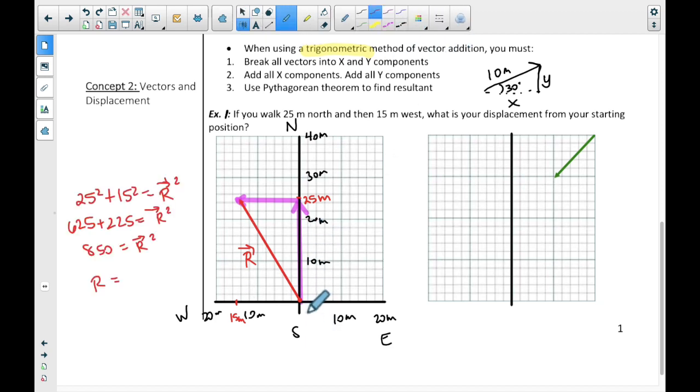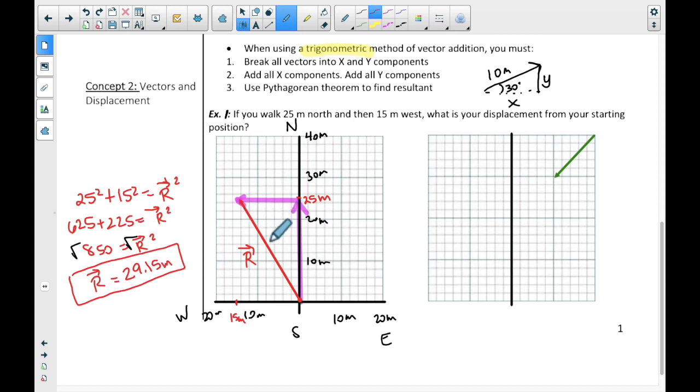All right, so I'm going to set up the Pythagorean Theorem. I'm going to take 25 squared plus 15 squared and set that equal to r squared. And on my calculator, 25 squared is 625, 15 squared is 225. I add those together and get 850. And so then I need to take the square root of both sides and see what that comes out to. So the magnitude of the vector is 29.15 meters.